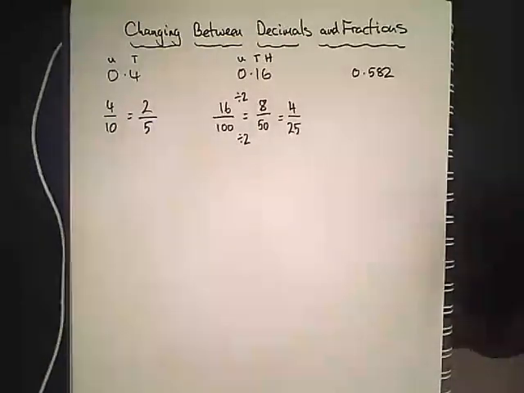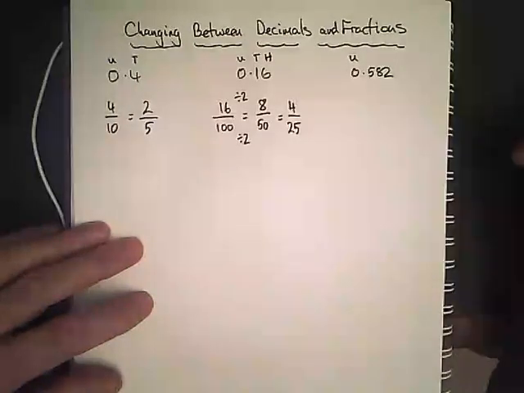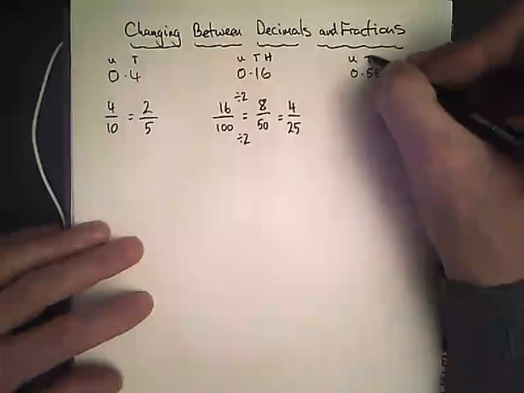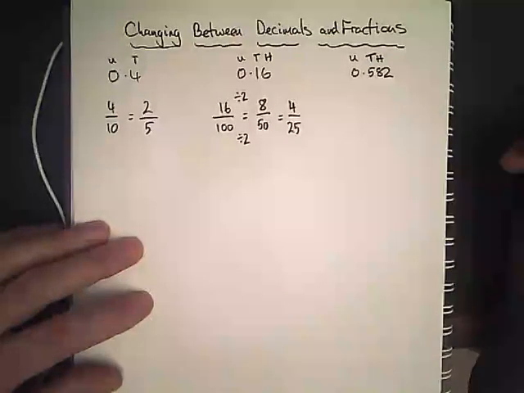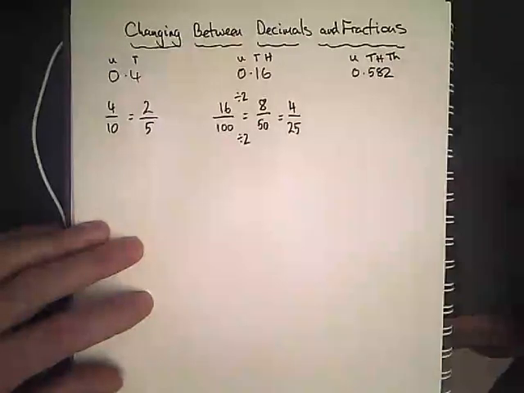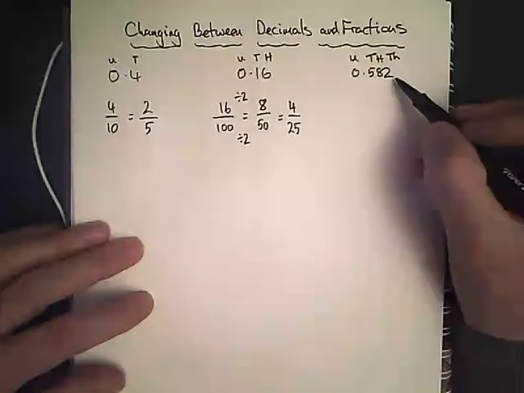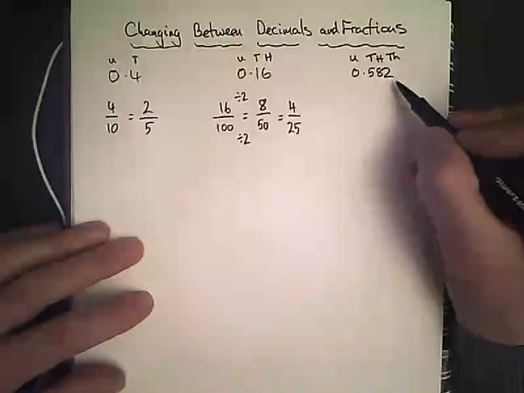Right, let's have a look at the next one. We've got our units, so our whole numbers. Then we've got our tenths. Then we've got our hundredths. The next one, if anyone can remember, is thousandths. I'm just going to represent that with TH. So if we start with the thousandths, I've got 2. So actually, if I read across, I've got 582 thousandths.